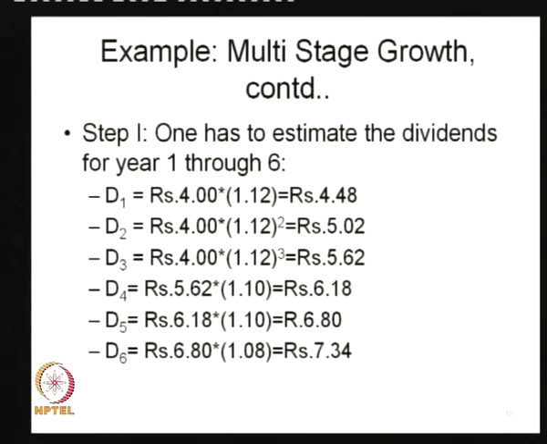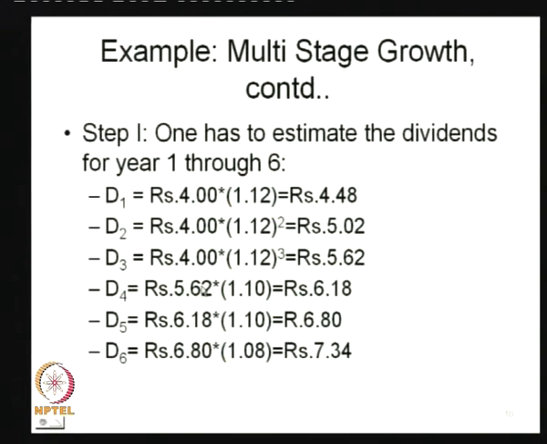Then what happens, we have estimated like this. 4 rupees is the D0. In that case D1 is nothing but 4 rupees into 1.12, because 12% is the growth, the supernormal high growth during the growth period. Then D2 is this multiplied again, 4 into 1.12 to the power 2, so it becomes 5.02. D3 is 1.12 to the power 3 times 4, so 5.62.